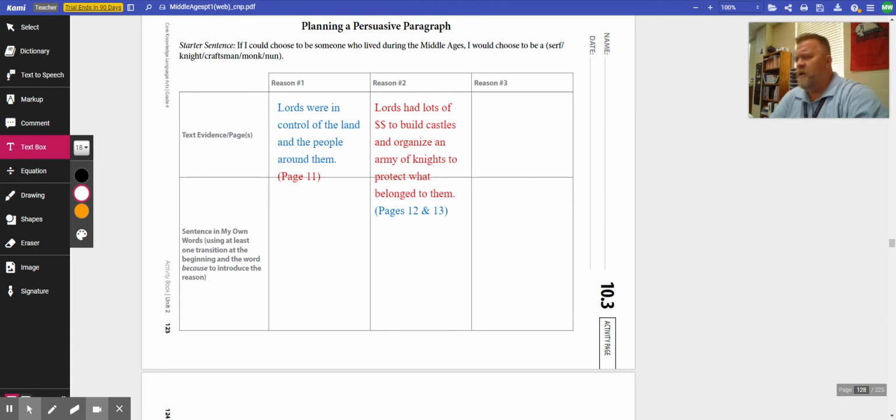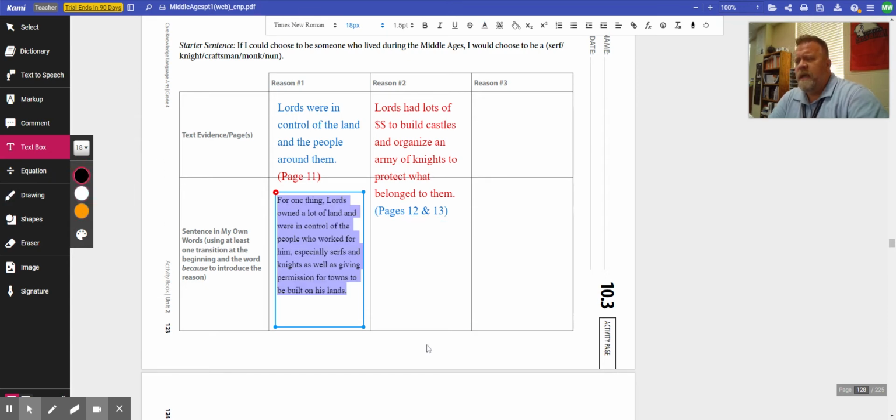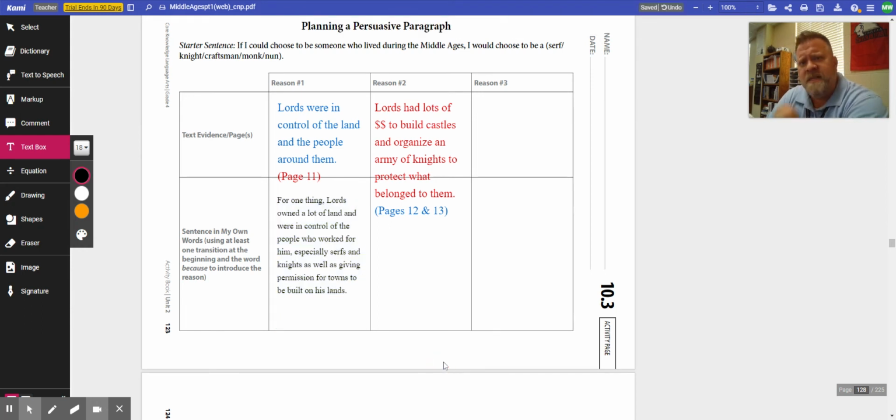So anyways, I'm going to highlight those again, ladies and gentlemen, so you can see that. I want you to be able to see what I wrote. So in my own words, for the first one where I put lords were in control of the land and the people around them, this is what I wrote. For one thing, lords owned a lot of land and were in control of the people who worked for them, especially serfs and knights, as well as given permission for towns to be built on his lands or her lands. So that's what I put in my own words.